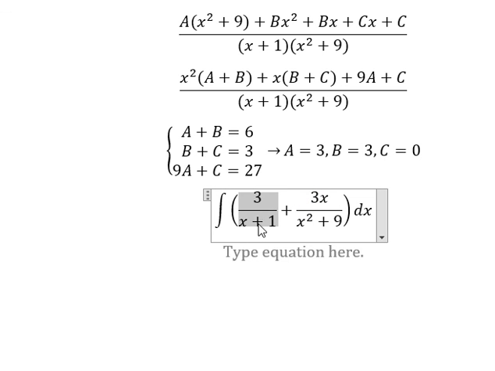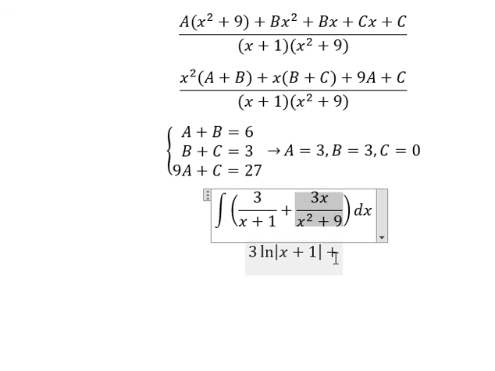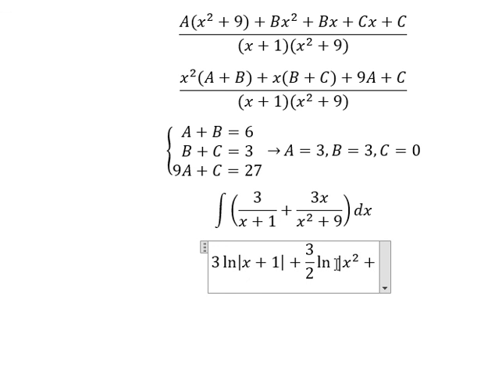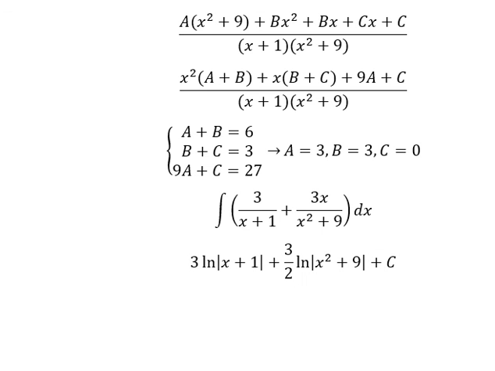The integration of this one, we have 3 ln of the absolute value of s plus 1. The integration of this one, we have 3 over 2 ln of the absolute value of s squared plus 9. And I will put plus c. This is the end.